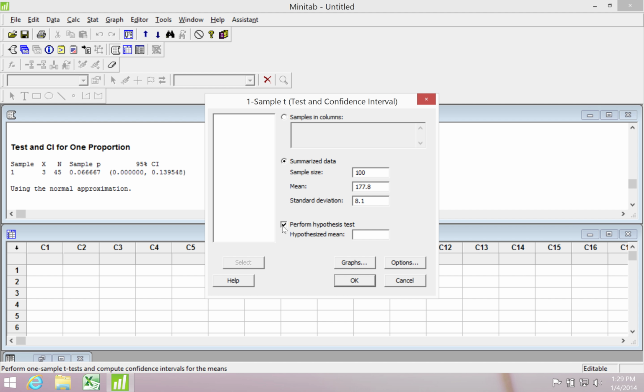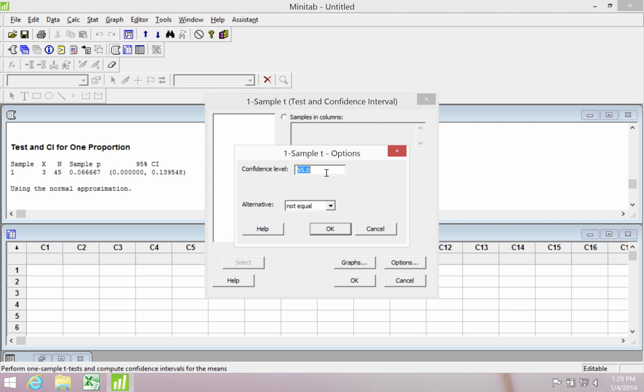And we're going to perform a hypothesis test where our hypothesized mean was 176. Make sure to click on Options so you can tell Minitab what your level of confidence or your alpha level is. Remember, alpha is just 1 subtract the confidence level. Here, if we want an alpha of 5%, then 1 minus 5% is 95. That's good. Also, in the alternative, we need to make sure that we have the sign that we've put into our alternative.